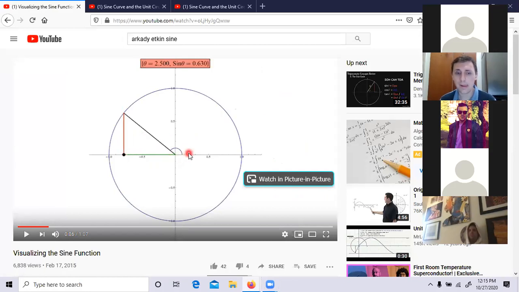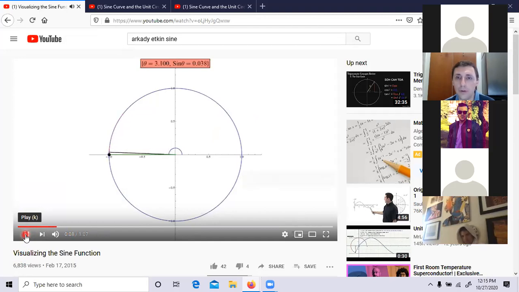Good. What happens at 5 pi over 4? Where is 5 pi over 4? What quadrant is 5 pi over 4? It's very simple, right? It's 4 pi over 4, it's here. And 5 pi over 4 means rotate into quadrant 3. Right? Rotate 5 pi over 4 is 5 slices.